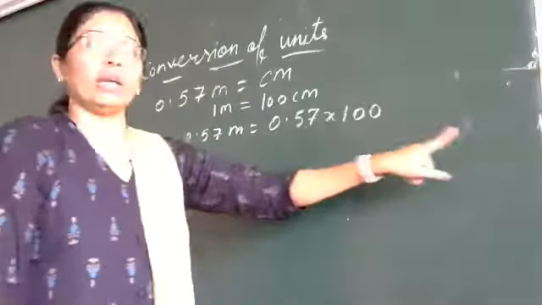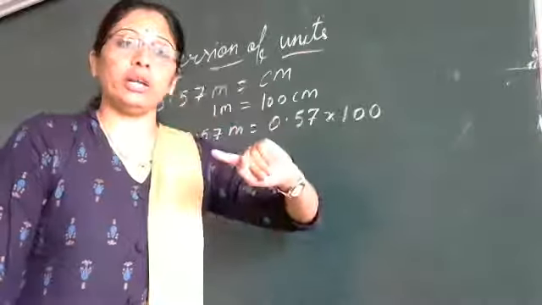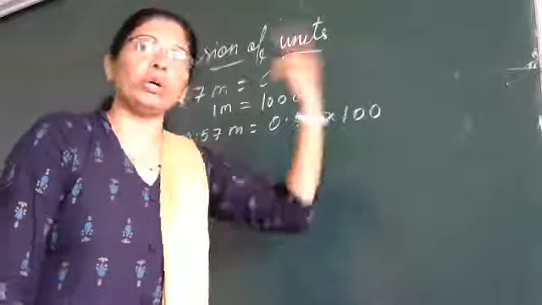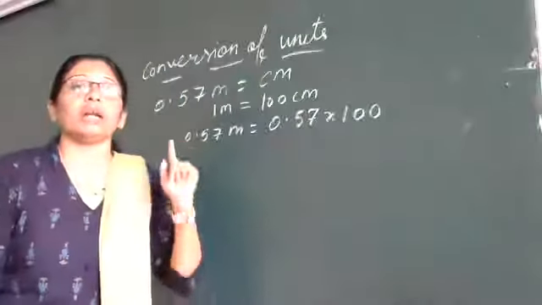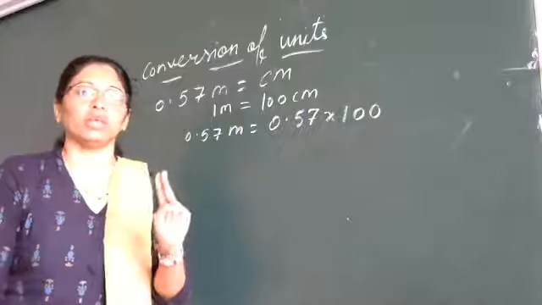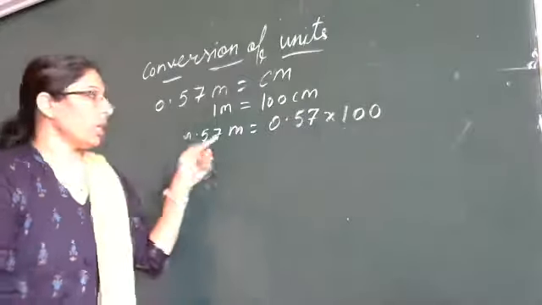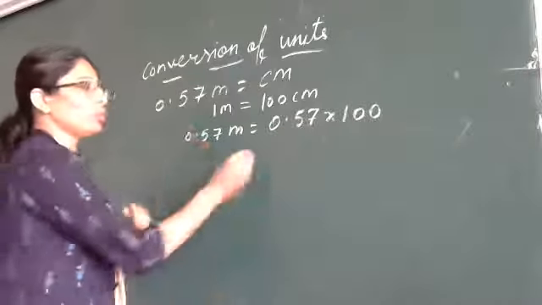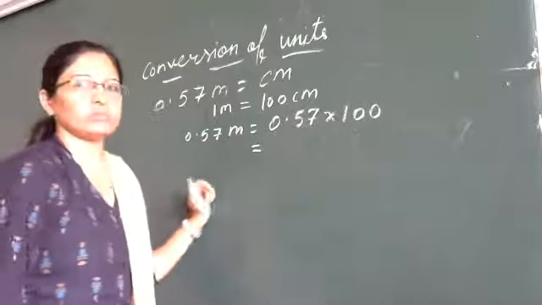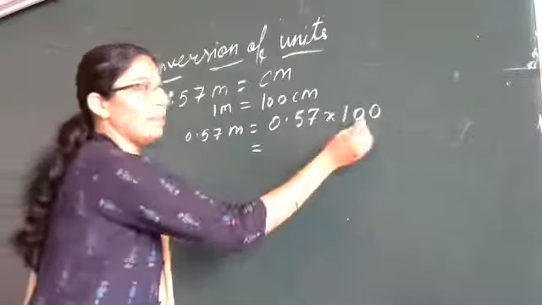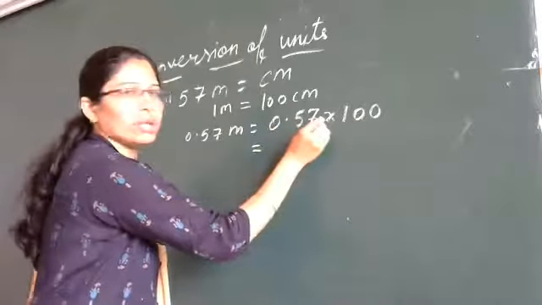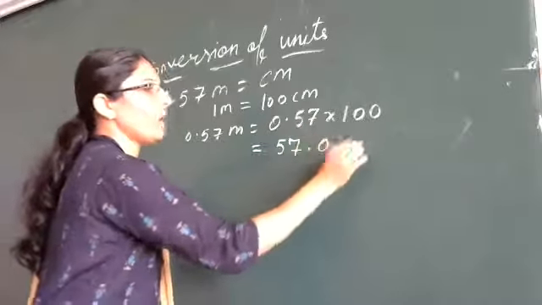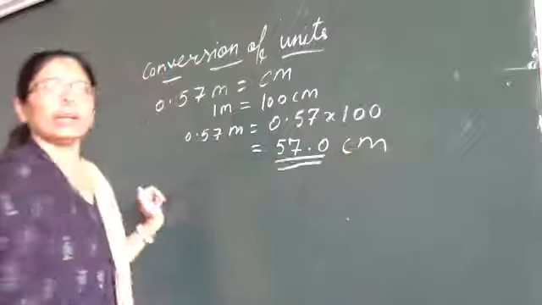And here what we saw for kg and gram, gram is smaller unit. When we have to convert smaller unit to greater unit, we need to divide. Only these two things you have to remember. Now, this is meter. Multiply it here to convert it to centimeter. 100 means point will shift 2 digits here. So, this will be 57.0 or 57 centimeter.